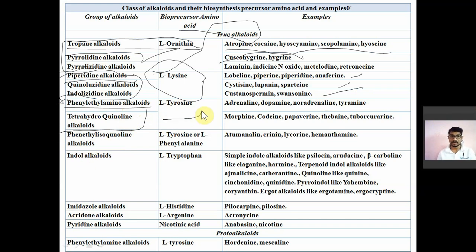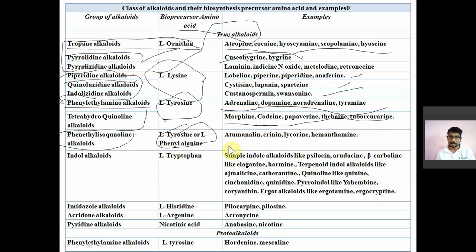They are biosynthesized from L-tyrosine amino acid. Example, adrenaline. Adrenaline actually is not an alkaloid. Then tyramine is there, for example. These are biogenic amines, biosynthesized from L-tyrosine. Then morphine, particularly isoquinoline type and phenanthrene type of alkaloid: morphine, codeine, papaverine, thebaine, and D-tubocurarine. Then your phenylethylisoquinoline type of alkaloid is biosynthesized from either L-tyrosine or L-phenylalanine.